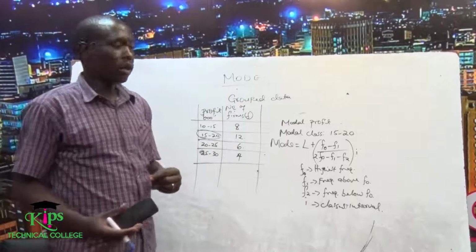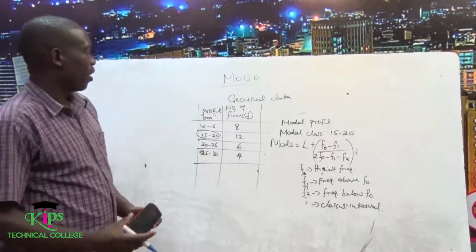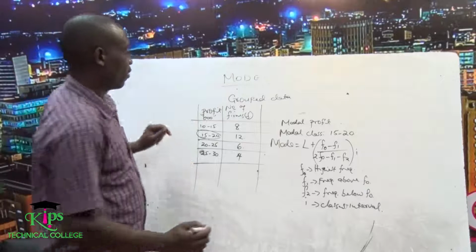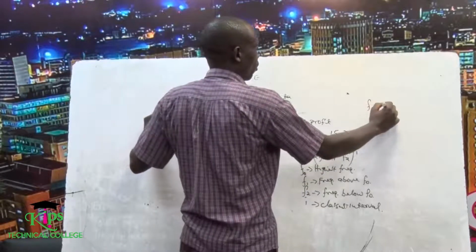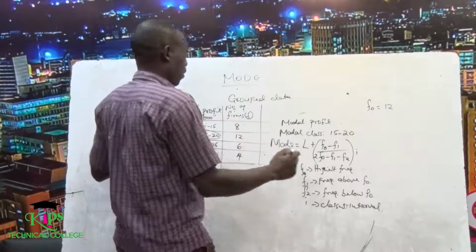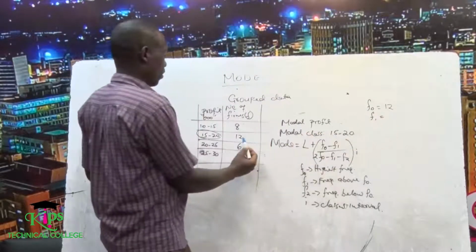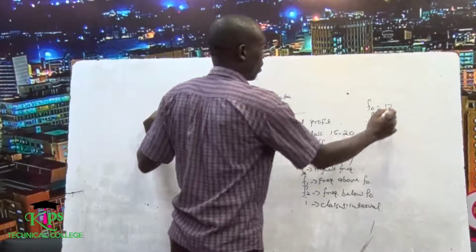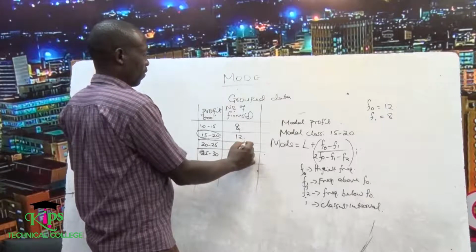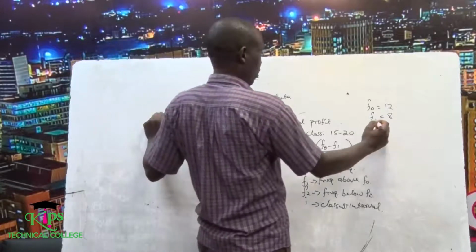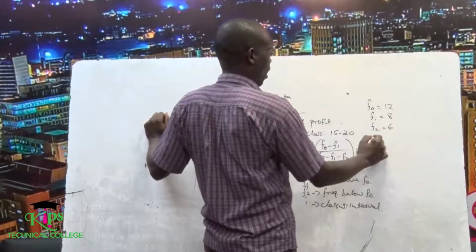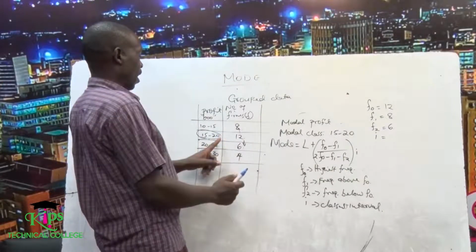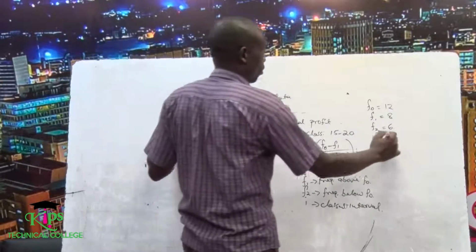The good thing with the mode is you don't have to create an additional column. The way the table is, we can compute the mode. In this case, we have our F0, which is 12, the highest frequency. F1, the frequency above the highest, is 8. F2, the frequency below the highest frequency, is 6. And the class interval is just a matter of subtracting the lower limit from the upper limit, which is 5.